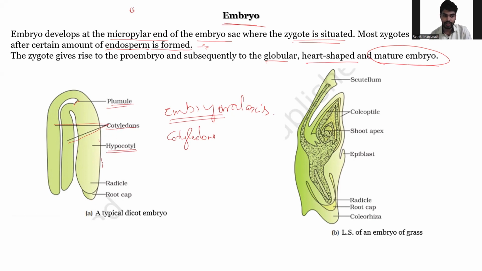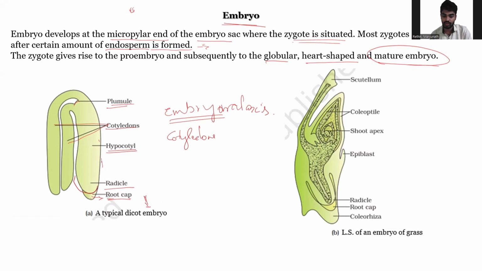After this, below the hypocotyl region, you'll see the radicle. The radicle is covered by the root cap. The root cap is the place where root development normally takes place. And the root cap is somewhat hard in structure as well as nature, because it has to penetrate deeper into the soil, right? That's what.